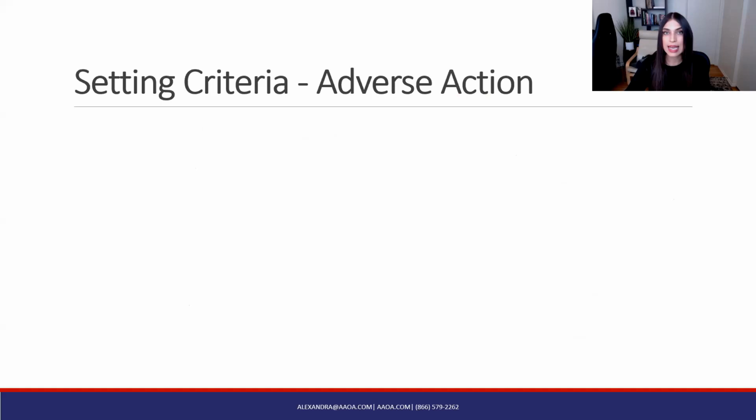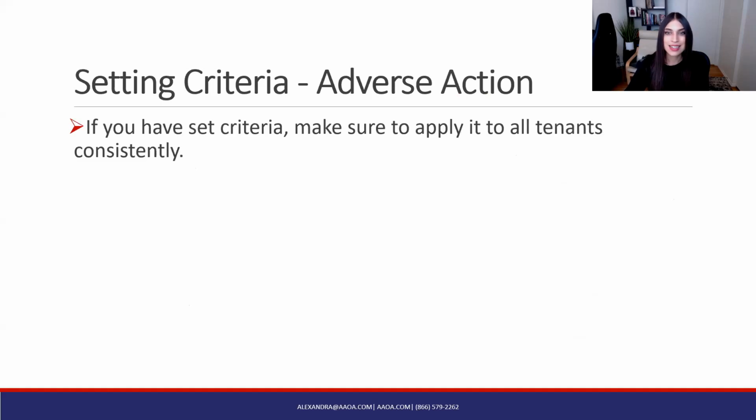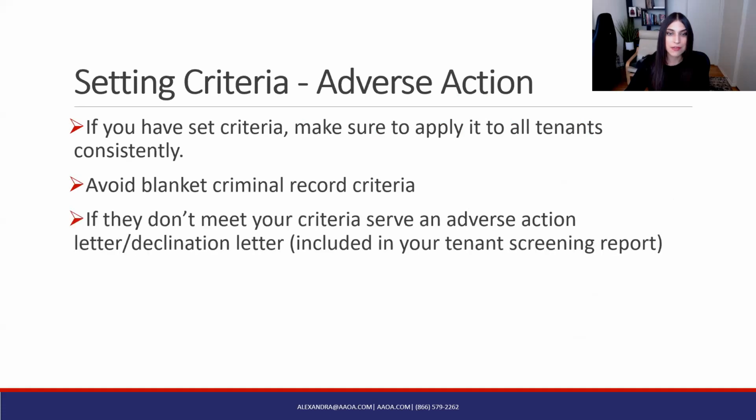All right, so let's say they don't meet your criteria. Just make sure you apply it to all your tenants. If they don't meet your criteria, serve an adverse action letter or declination letter. That's included in your tenant screening report, whether you're calling in from AAOA or Tenant Alert. If you can't find it, call us. We'll help you find it. That is the most neutral way to decline a tenant. It tells them their rights and it's very simple to hand it to them.